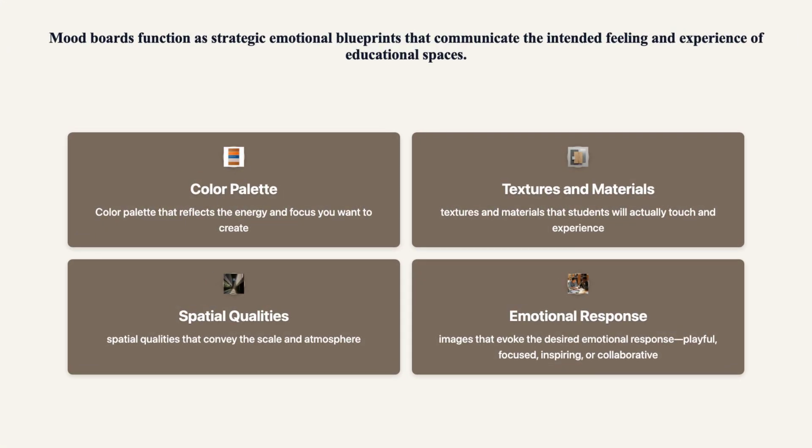A mood board isn't just a pretty collage, it's a strategic visual summary of your design narrative that communicates the intended feeling and experience. Think of it as the emotional blueprint for your project. Effective mood boards for educational environments include four key elements: color palette that reflects the energy and focus you want to create, textures and materials that students will actually touch and experience, spatial qualities that convey the scale and atmosphere, and images that evoke the desired emotional response.